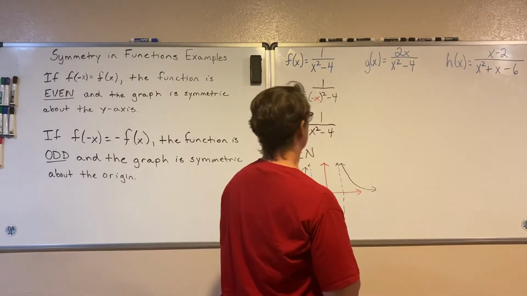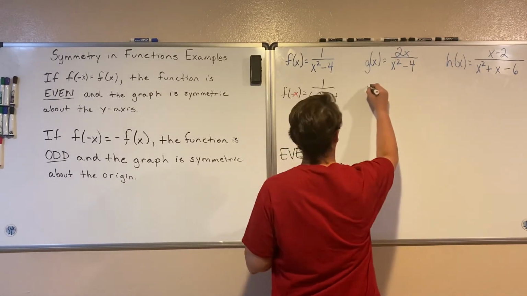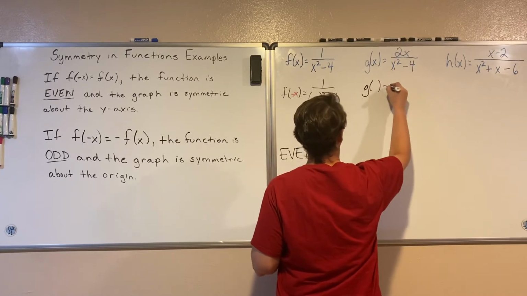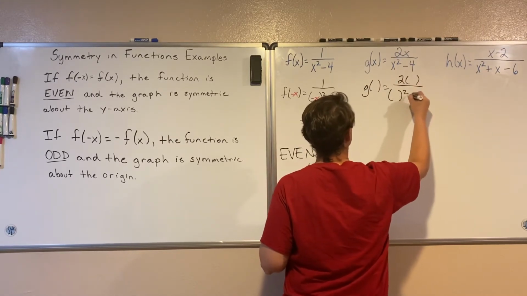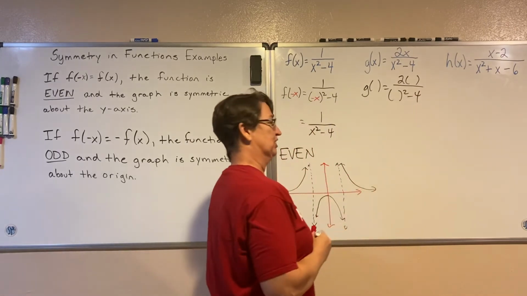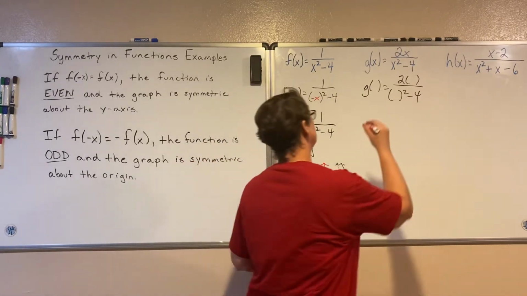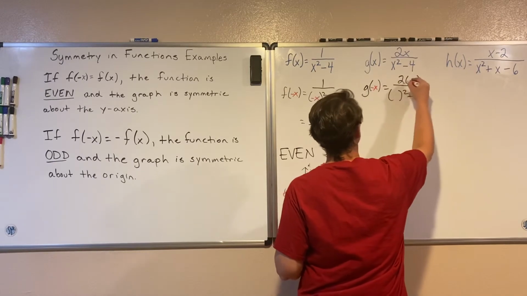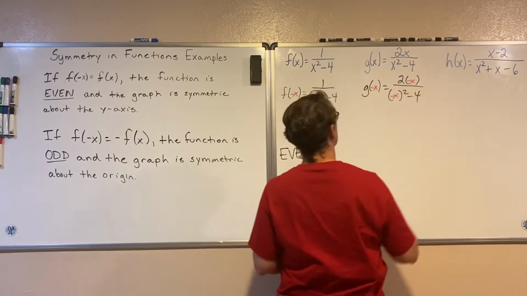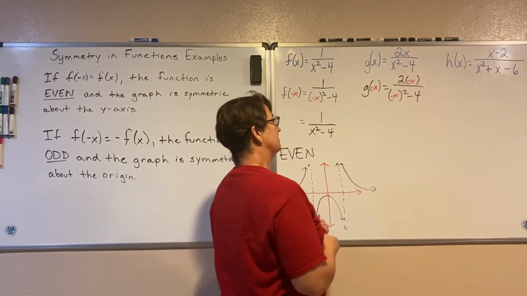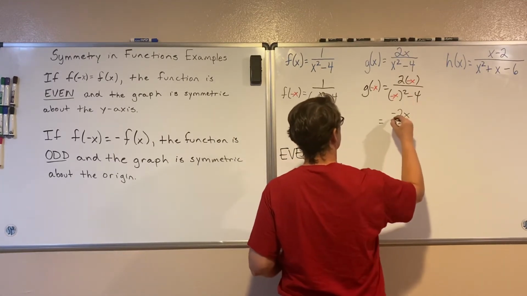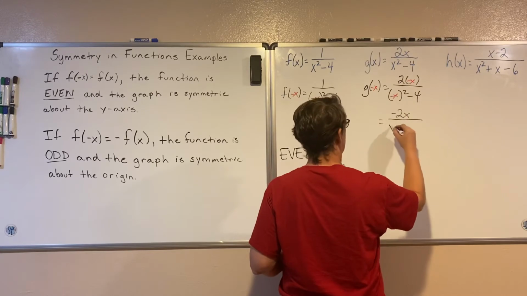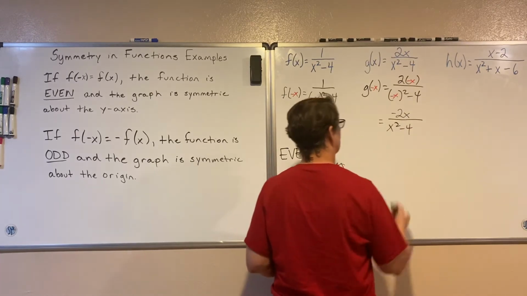Let's look at this function. I'm going to do the same thing. I'm just going to input for my x values a negative x everywhere I see an x in that original function. And then I'm just going to compare it to my original and see what I have there in the end. So when I input that negative x, I get out on top a negative 2x divided by, well, that becomes x squared minus 4.